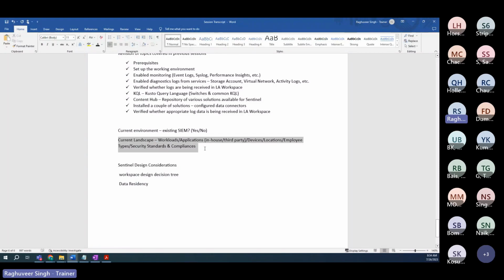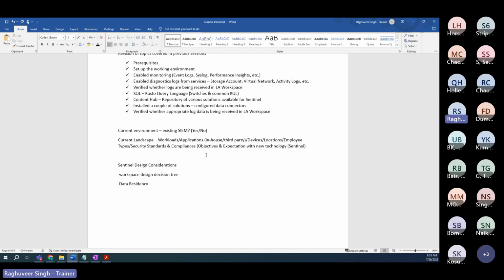But this information is very important. This information is important for the next steps. So once you have collated this information, the current environment information and current landscape information, and this landscape information also includes the objectives of your customer, objectives and expectations with new technology. And this new technology here is Sentinel. In this case, what are my customer's objectives and expectations with this new technology?